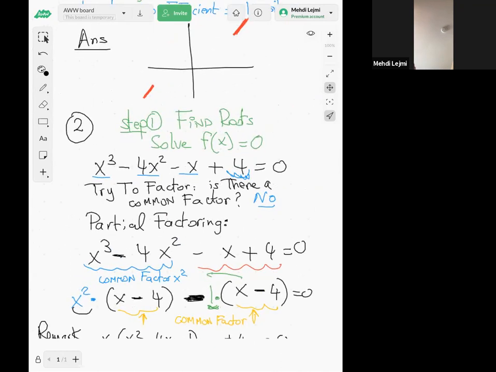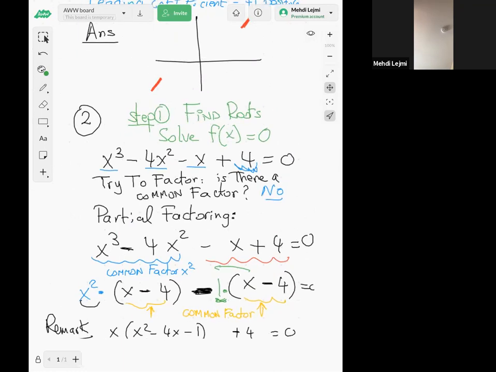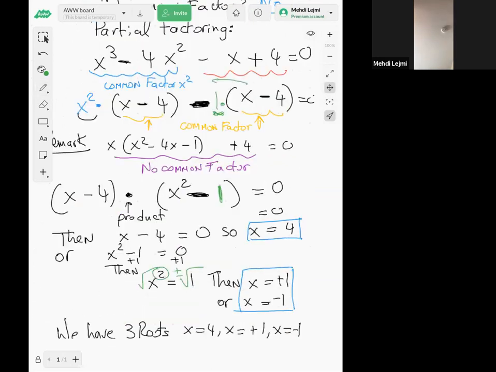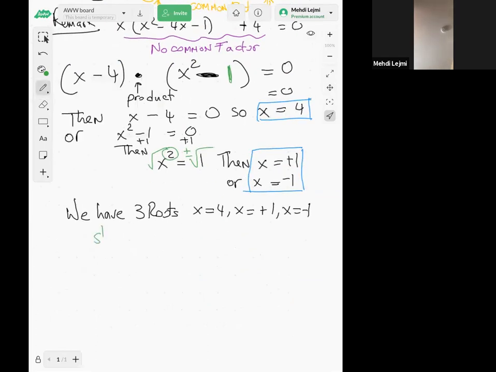Remember, guys, we want to find the roots and their multiplicities, right? So first, we said we have to find the roots by solving f of x equal to 0. Now, second step, we have to find the multiplicities. So step 2, find the multiplicities. How do you find the multiplicities? We have to factor completely f of x.